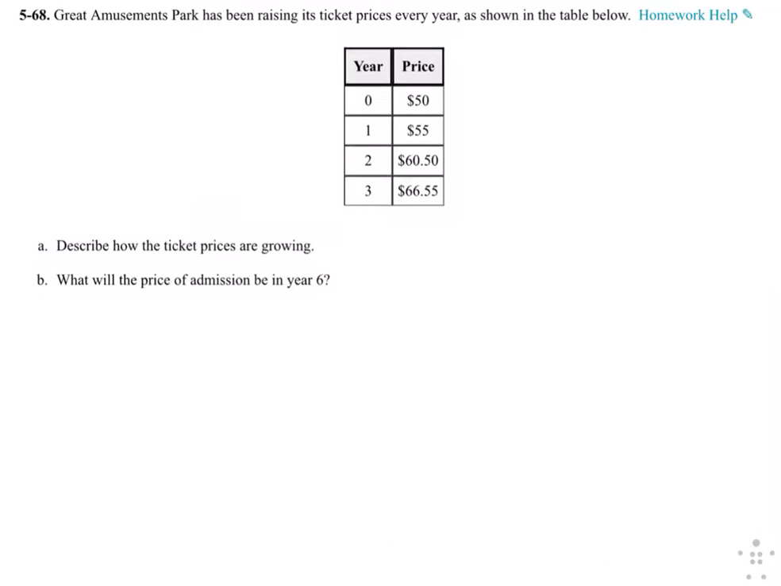Okay, so here's a table, and it's an amusement park raising the price. And we see that at first it's adding $5, and then it added $5.50, right? And then it added, what did it add? It added $6.05, right? So what we see is it's not a linear growth, or it's not a growth arithmetically.